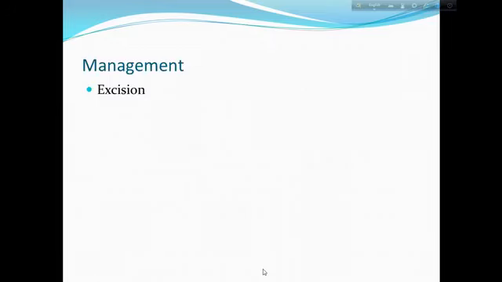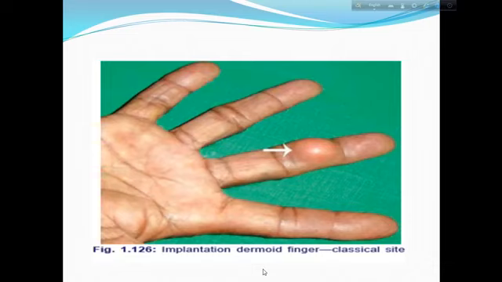Management is excision of the cyst. This is the implantation dermoid cyst, dorsal aspect, ventral aspect of the toe, finger.